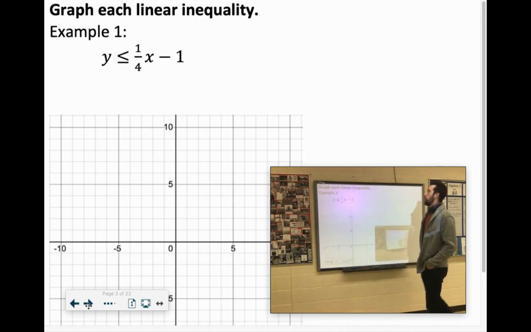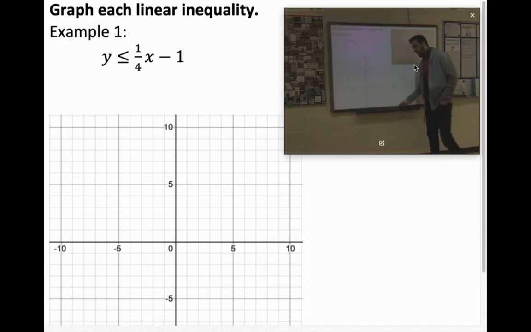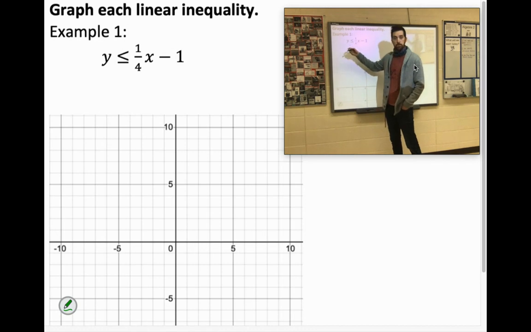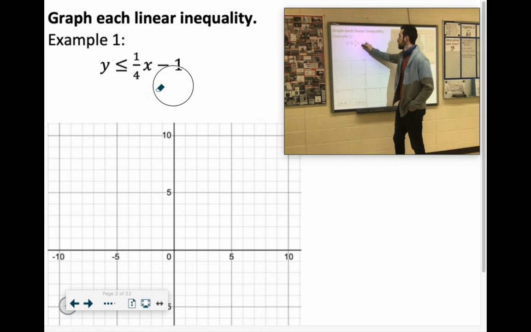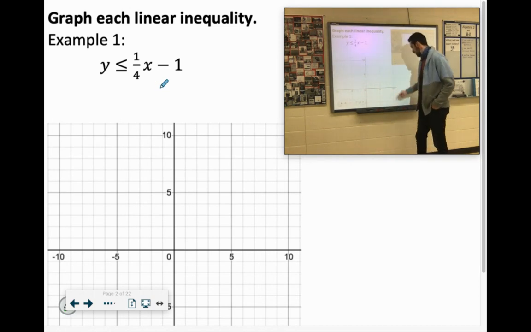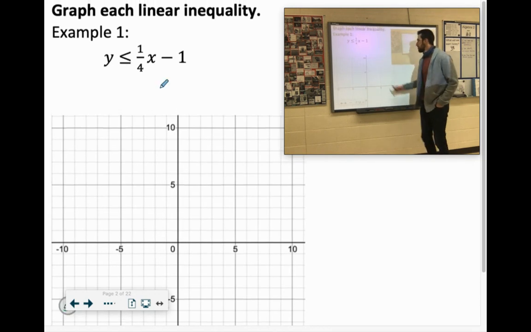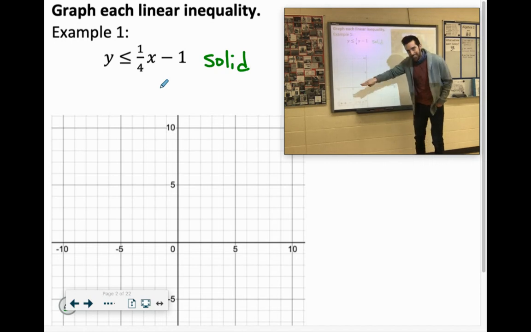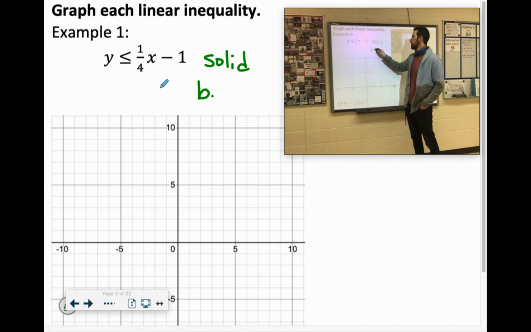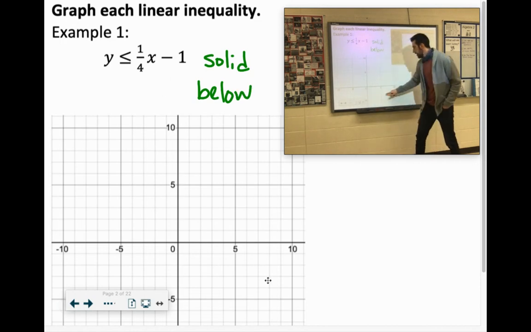First example. y is less than or equal to 1/4 x minus 1. So we can know a few things. The or equal to means it's going to be a solid line. Let me scooch that up a little bit. So we know it's going to be a solid line, and it's less than or equal to, so we're going to shade below.